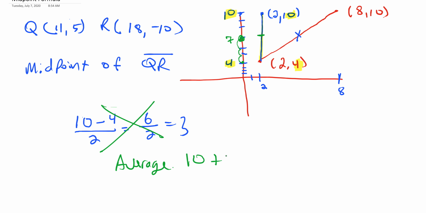So 10 plus 4 divided by 2. All right, so 14 divided by 2. And what did we get? 7. Bam. See that? Boom. All right, so that means that this coordinate, whatever it may be, has a y value of 7.